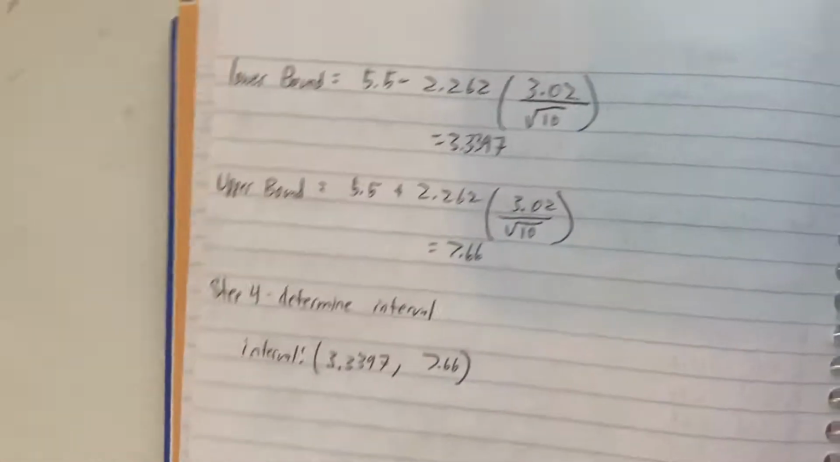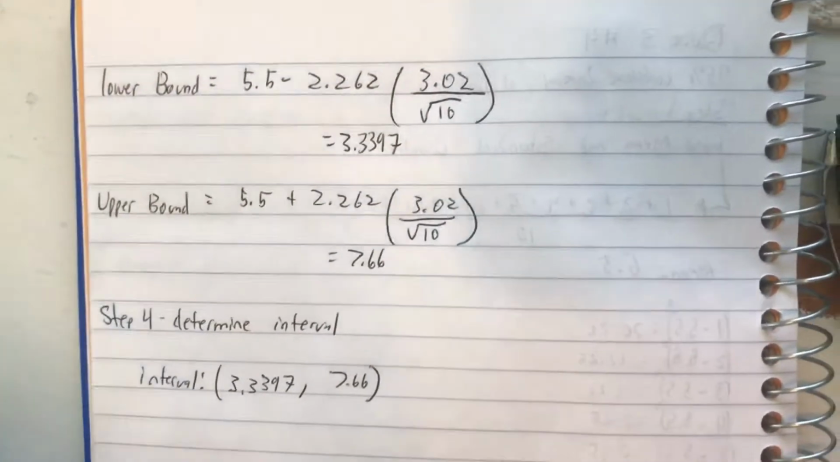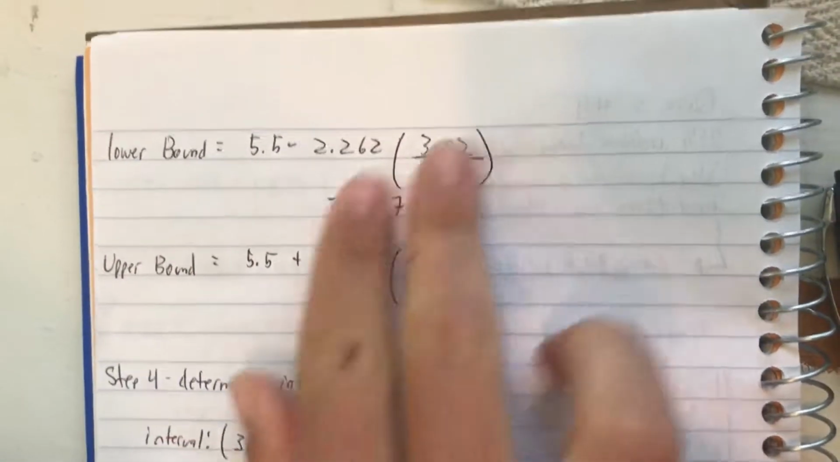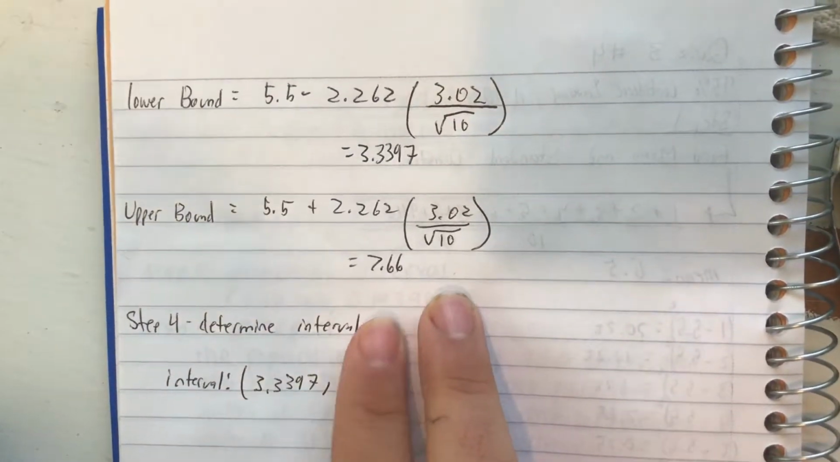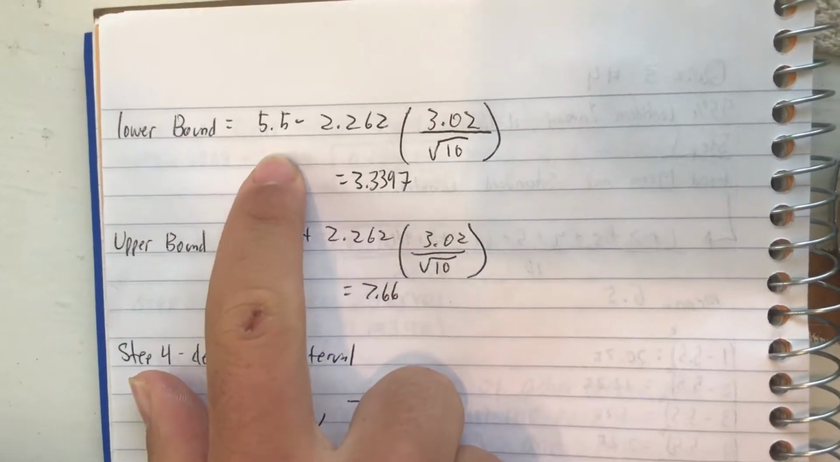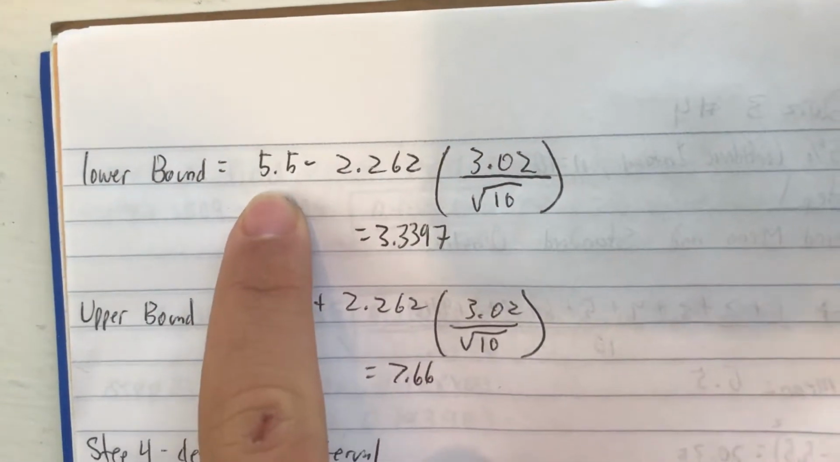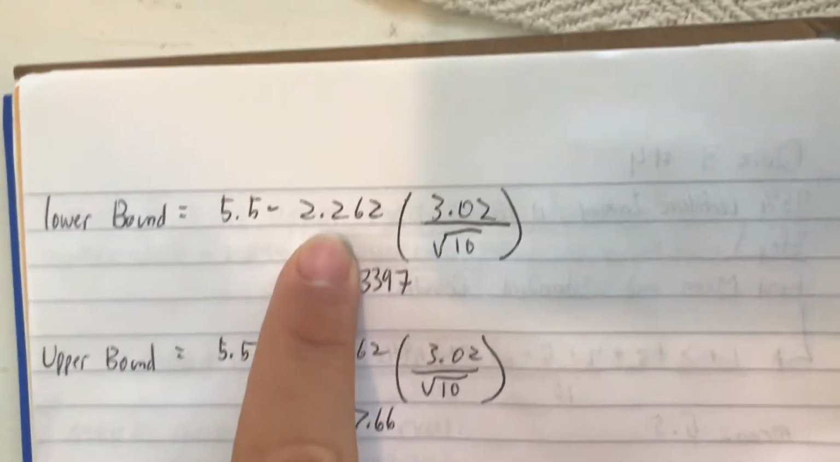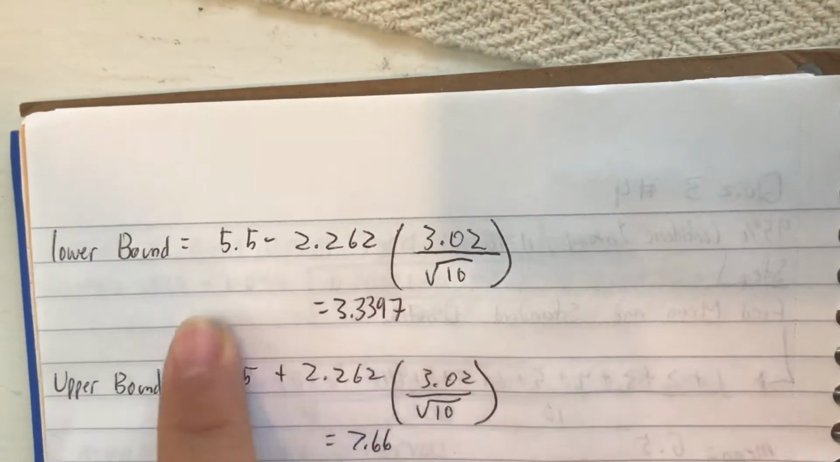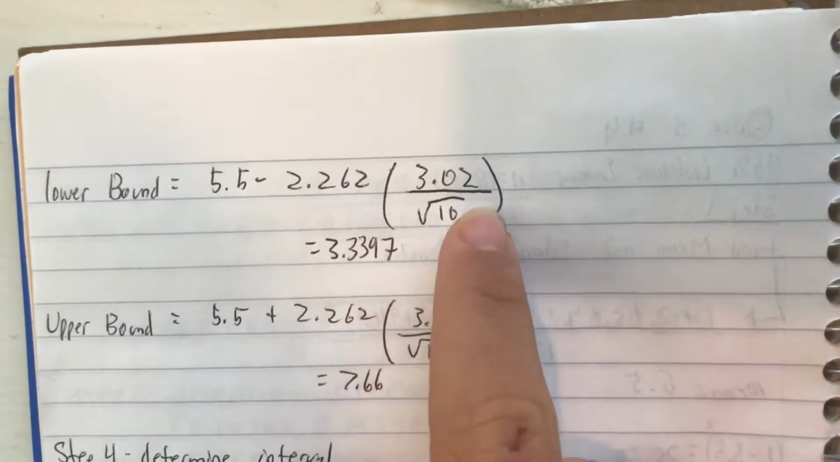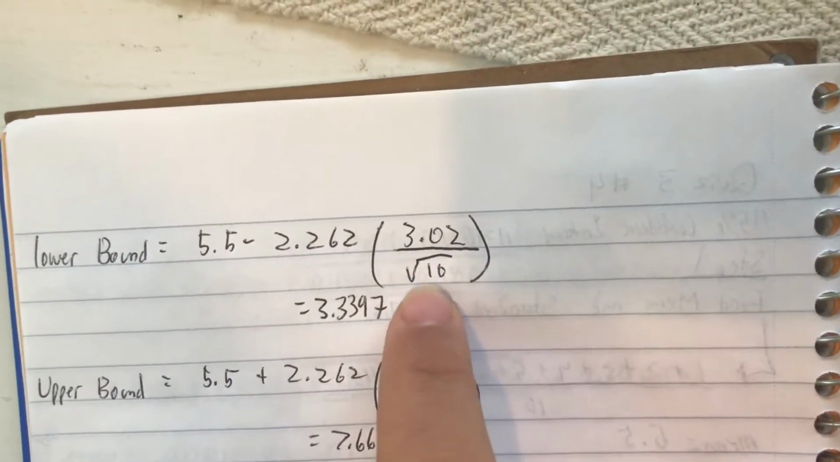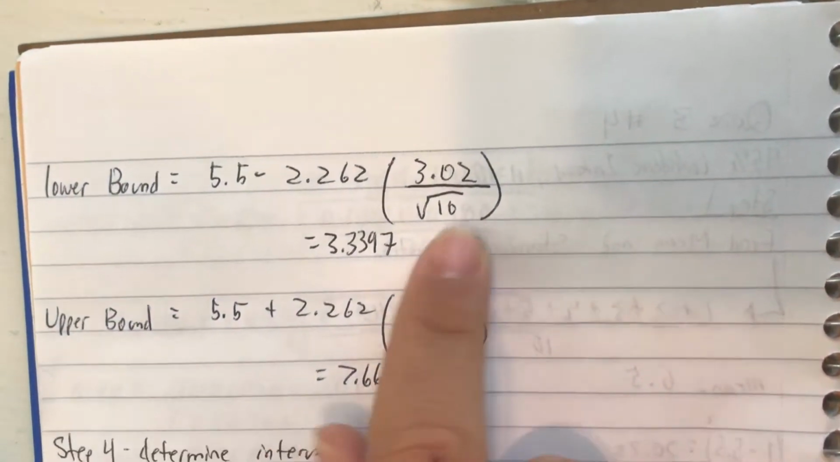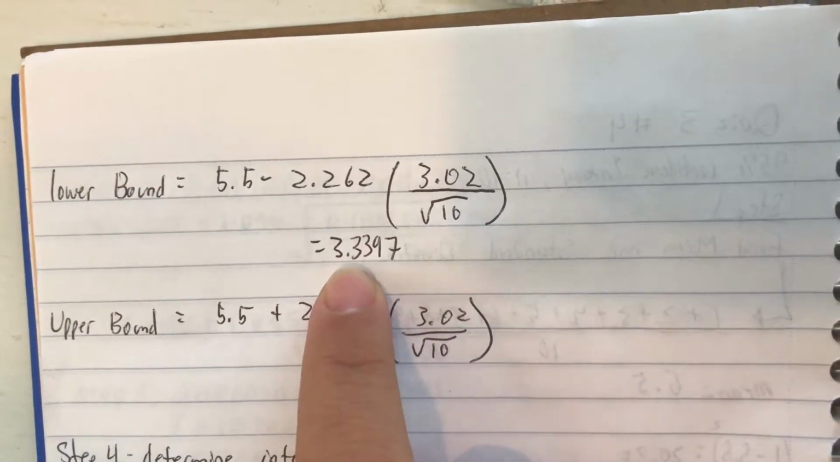So now we have to find the lower and upper bounds, and so we've now found all of the numbers we need to work these out. So for the first one, the lower bound, we have 5.5 minus 2.262 times 3.02 divided by square root 10, and this gives us 3.3397.